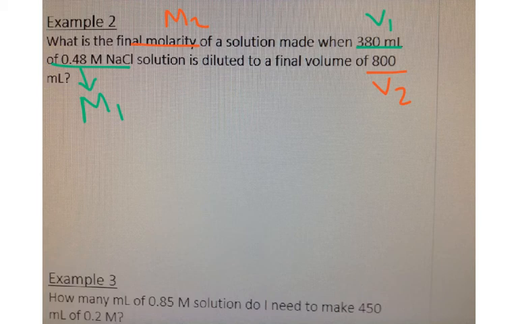I'm going to quickly check to make sure that my volume units are the same, and I have milliliters in one, and I have milliliters in my other one, so I'm absolutely fine with that. So now I'm going to use my formula of M1 V1 equals M2 V2, and I'm going to do 0.48 for my M1 times my V1, which is 380 milliliters. Sorry, you should be putting molar right here. And that equals my molarity, so M2, and my V2 I'm given, so 800 milliliters. And what I need to do is just quickly solve it, and solving and rounding to the correct number of sig figs, which is 1, I get 0.2 molar.